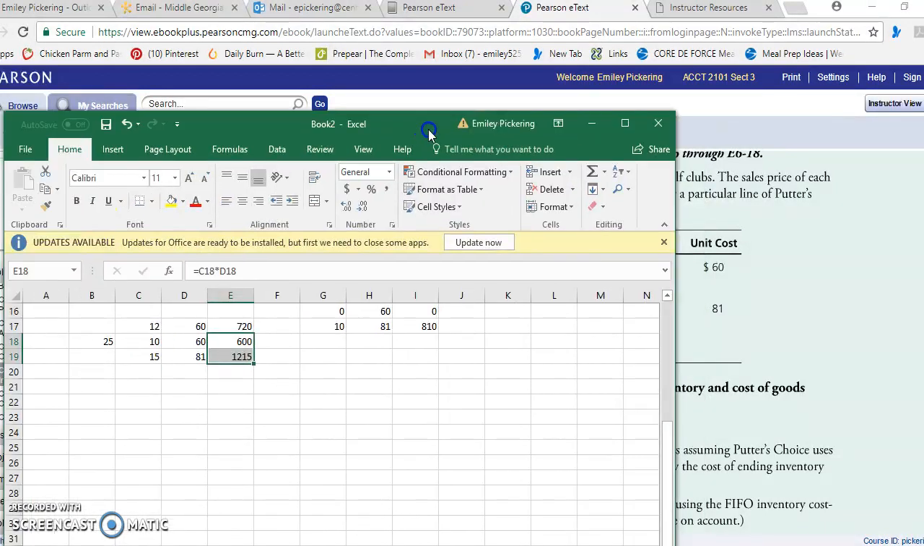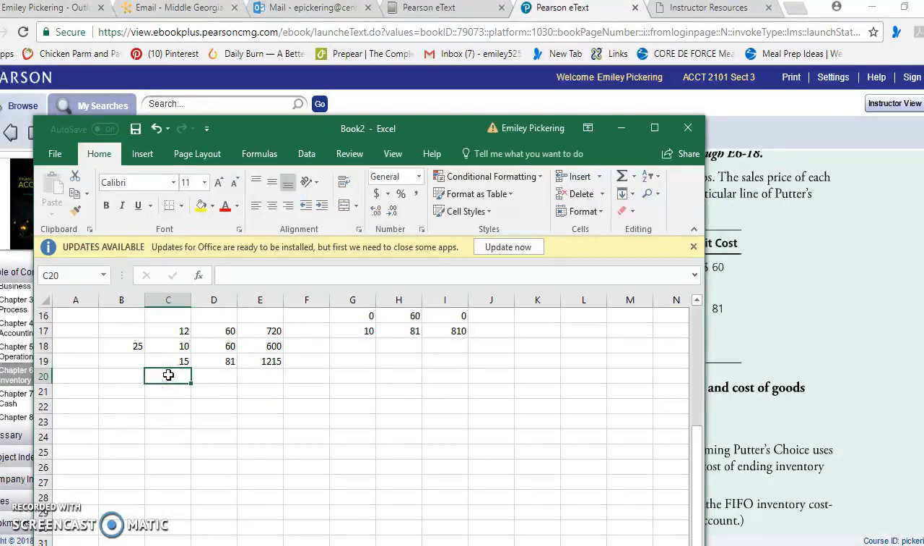And then I had another sale of 5, and that's going to be at the 81. So I don't have 10 anymore, I have 5. So my inventory is going to be $405 left, and I have $405 for my cost of goods sold there. Okay, so that's the first one.